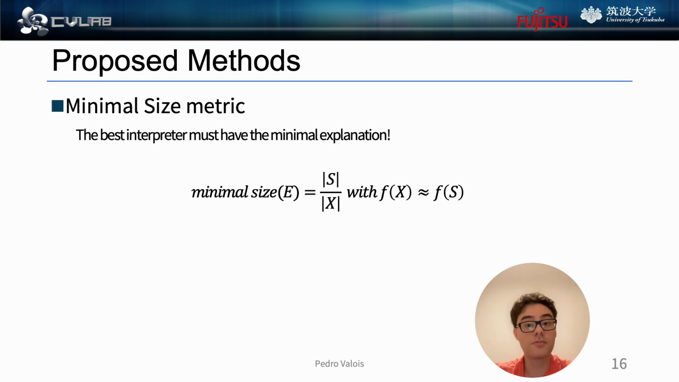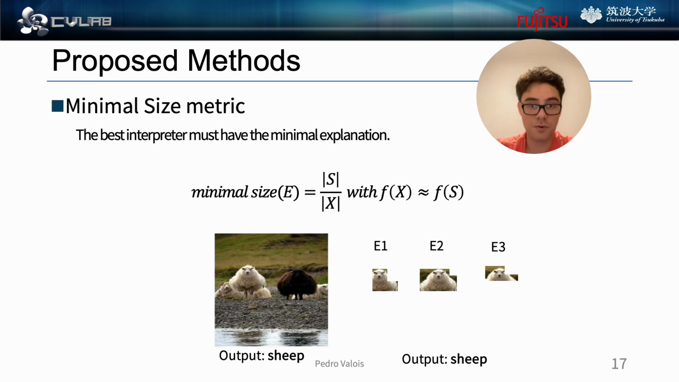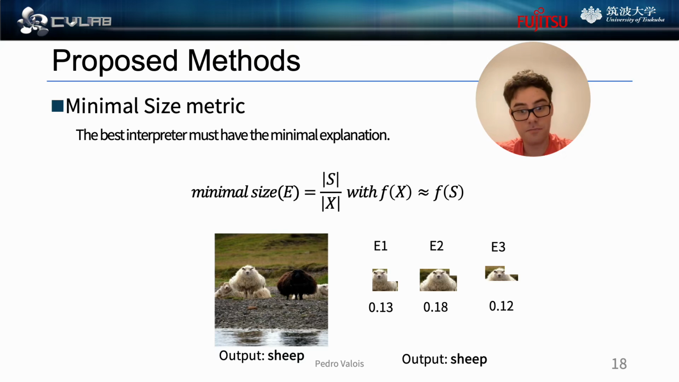With that in mind, we propose our new interpretability metric. The minimal size metric measures the ratio of the number of pixels in the explanation over the original number of pixels. For example, let's say I have three different interpreters and their respective explanations E1, E2, and E3. We can measure their respective ratios easily, and the best interpreter would be the one with the minimal size among the three.